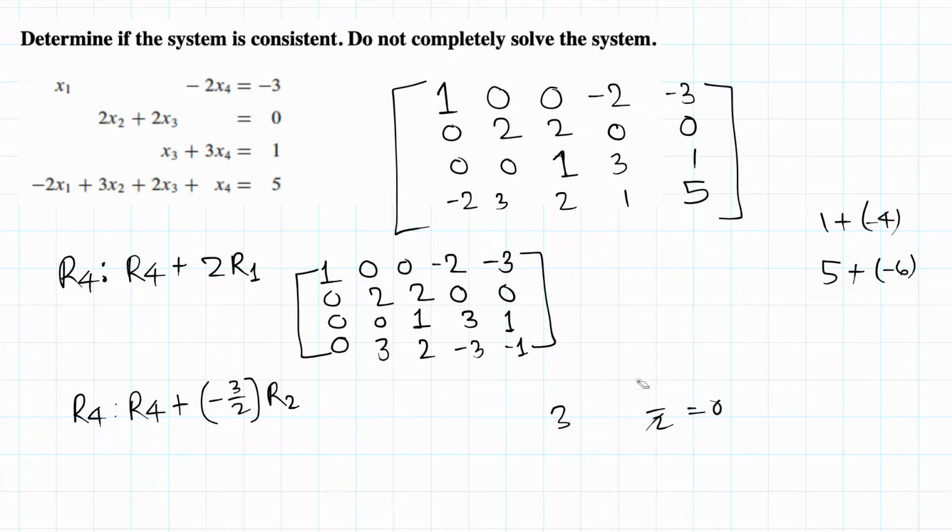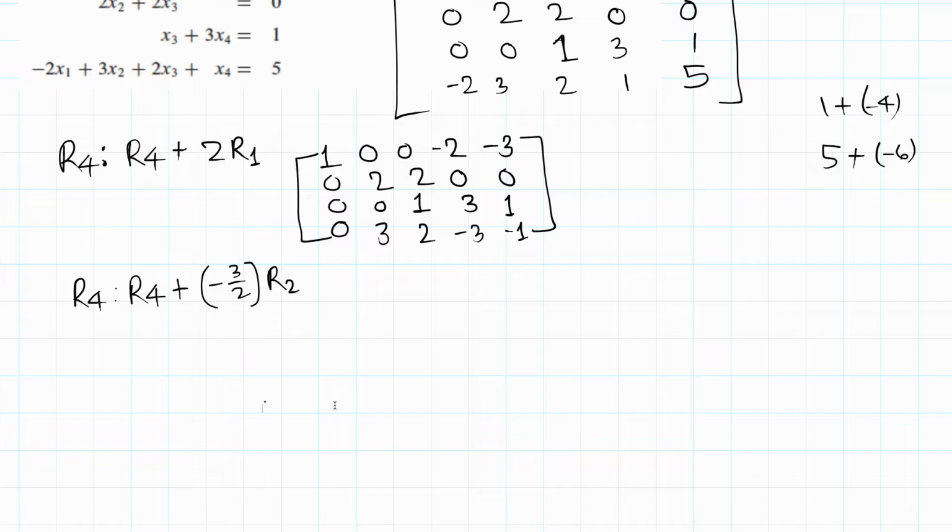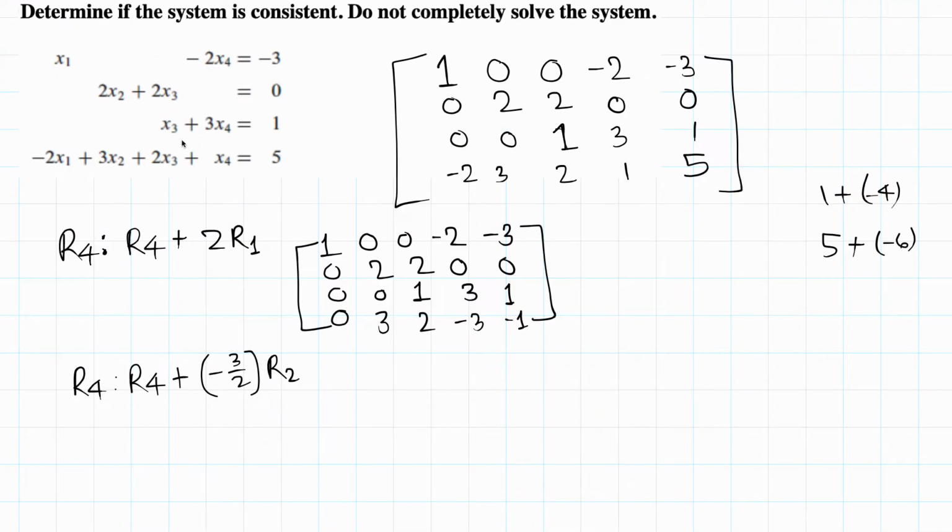Or we could have multiplied the second row by 1/2. Multiply by 1/2, that would give 0, 1, 1, 0, 0. Okay, then it would be 1. Then we could have multiplied by negative 3. Okay, so there is an option, but let's do this one. Okay, so here now we are leaving the first 3 rows as they are.